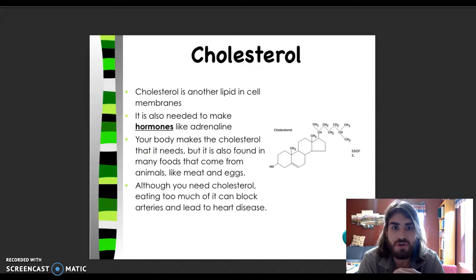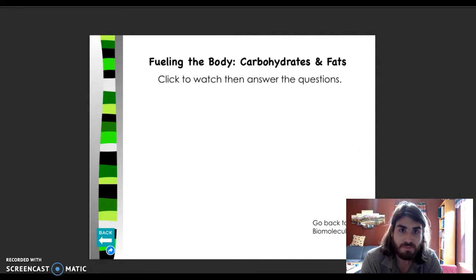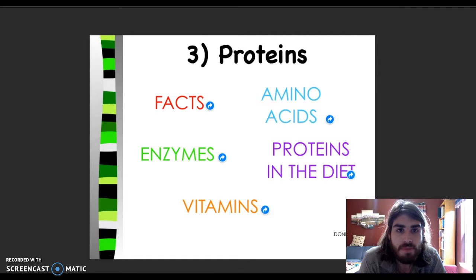Your body makes the cholesterol that it needs, but it is also found in many foods that come from animals, like meat and eggs. Although you need cholesterol, eating too much of it can block your arteries and lead to heart disease. So I don't know if you've ever heard commercials talking about your high cholesterol and trying to keep it low. Something that people y'all's age will not deal with right now usually. But the older you get, it's something that you do need to keep an eye on. Let's keep going.